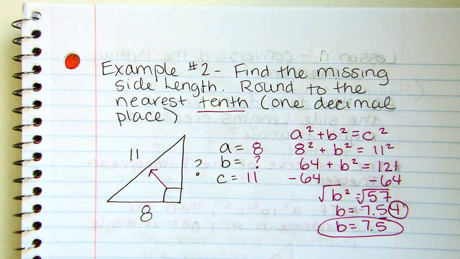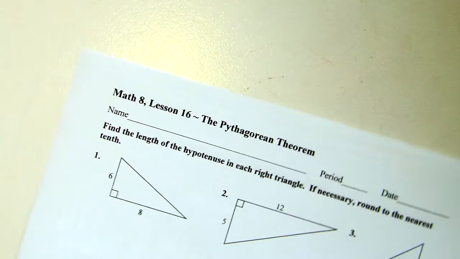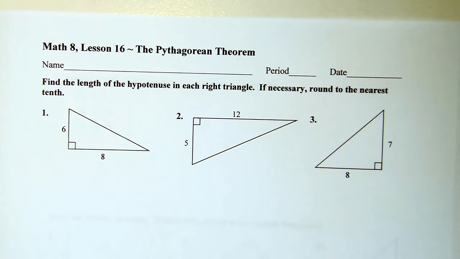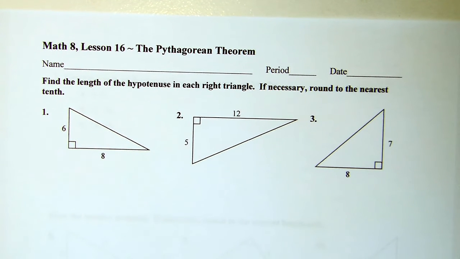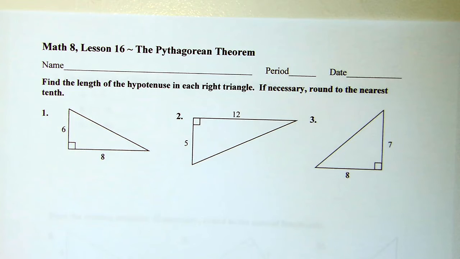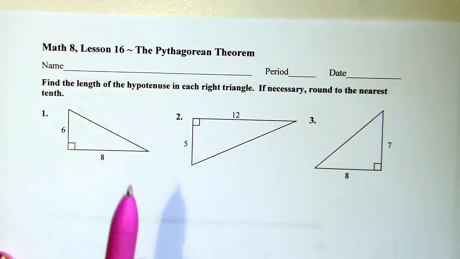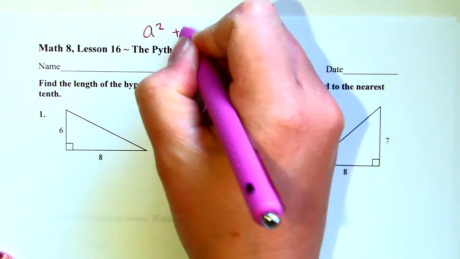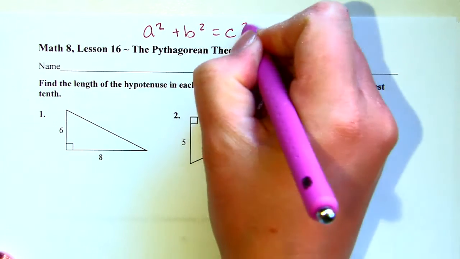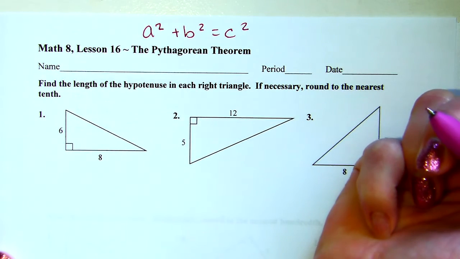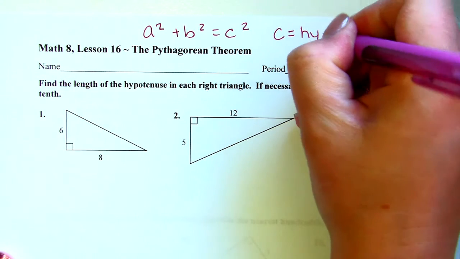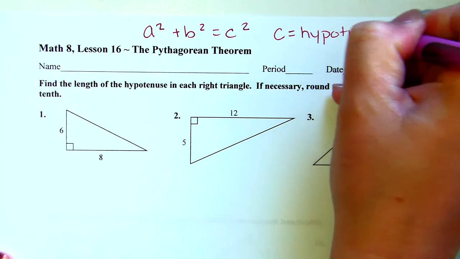Now, your assignment for this lesson is lesson 16, and once again, it'll say Math 8, lesson 16, the Pythagorean Theorem. Before you start on anything, name, date, and class period, please. And also, I want every single one of you to write a squared plus b squared equals c squared at the top of your paper. Please also write c equals hypotenuse. That is very, very important.